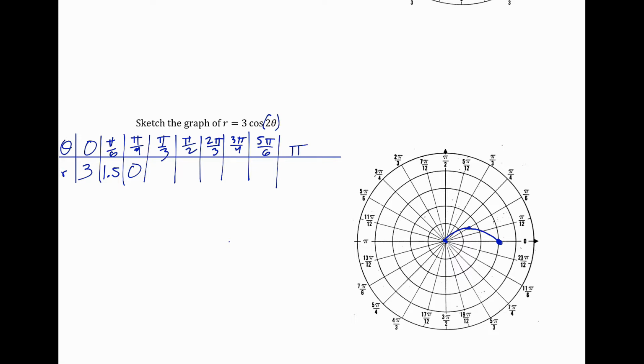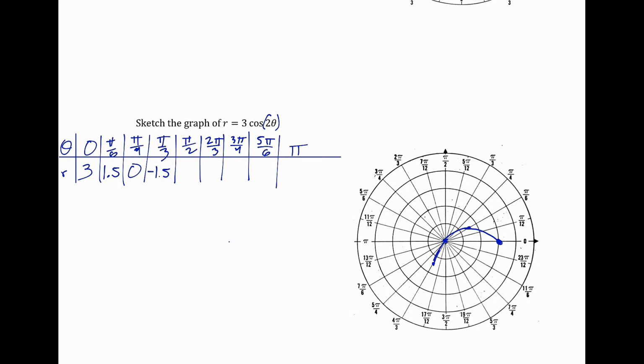All right, if we plug in pi over 3, so if we're facing this direction here, we're going to get a value of negative 1.5. Remember, we're still facing in this pi over 3 direction, but this would be the positive direction for that angle. And then we're going to go in the negative direction. So we're going to go negative 1.5, so right about there, and we're going to connect that dot there.